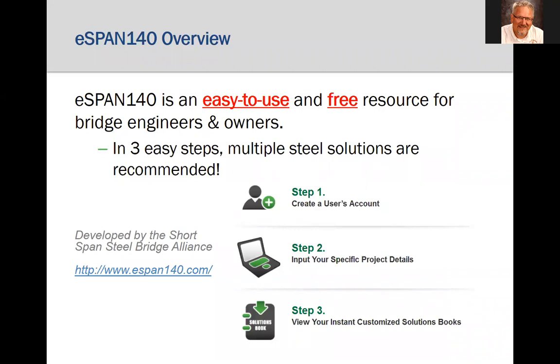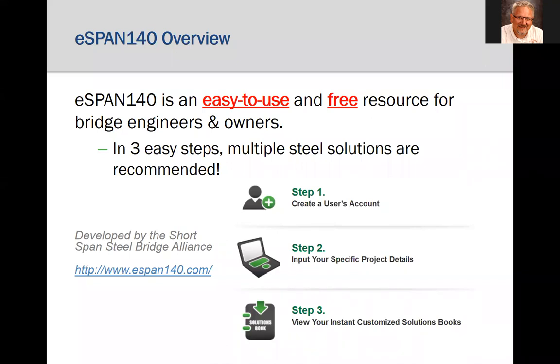eSpan is a free resource. It can be found through the Short Span Steel Bridge Alliance website or directly through www.espan140.com. There are 3 steps to producing a preliminary steel bridge design. First is to create a user account. Second, input your bridge characteristics. Then eSpan will produce a solutions book with the designs.